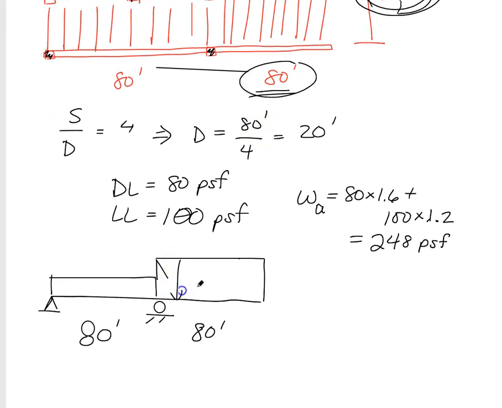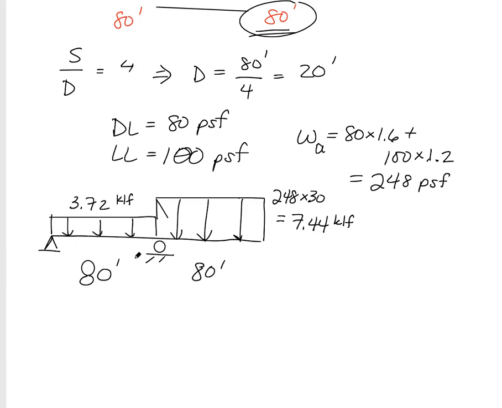So if you go ahead and do all that calculating, this would be the 248 times 30. That would give us about 7.44 kips per lineal foot. That would put back here about 3.72 kips per lineal foot. And from a maximum moment point of view, the maximum moment is going to occur right on top of that roller, no matter what's going on behind it there.